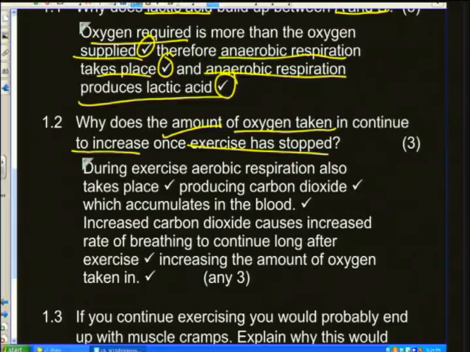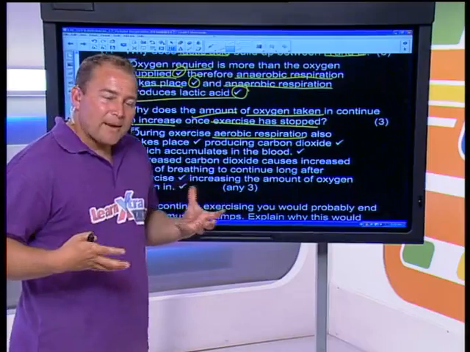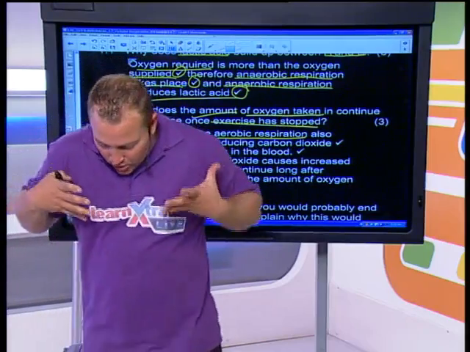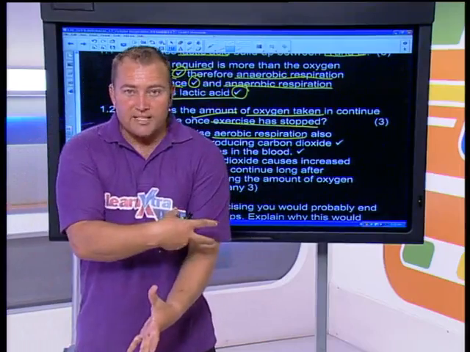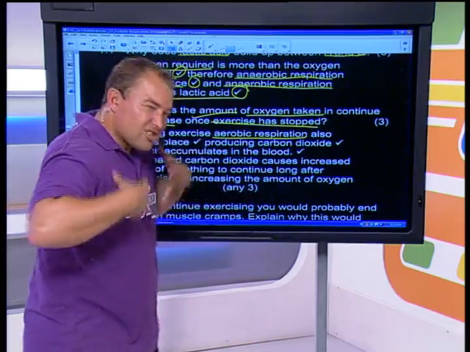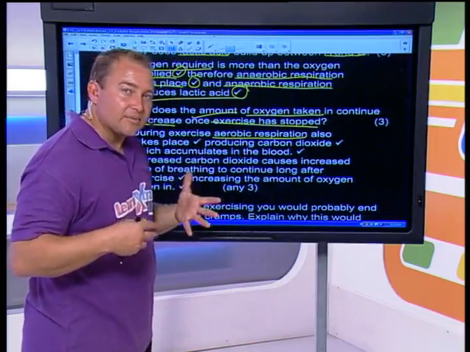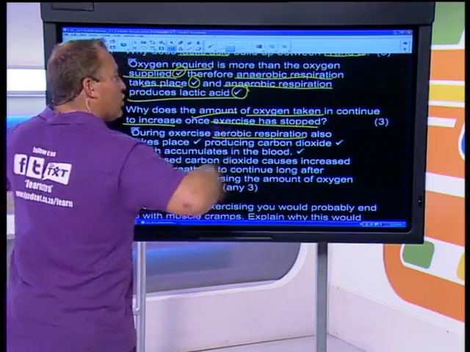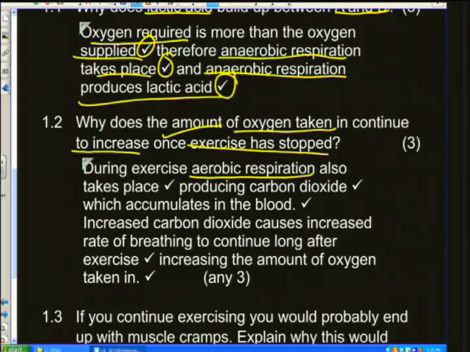Firstly, during exercise, aerobic respiration also takes place. It doesn't mean that if one is taking place, the other one doesn't, because you're still breathing. But every time you go through the process of aerobic respiration, you still need more ATP. So some is going through anaerobic respiration while some is going through aerobic respiration. So you still need to produce that ATP. Even though you stop exercising, anaerobic respiration still takes place. Then it is producing carbon dioxide, which accumulates in the blood.